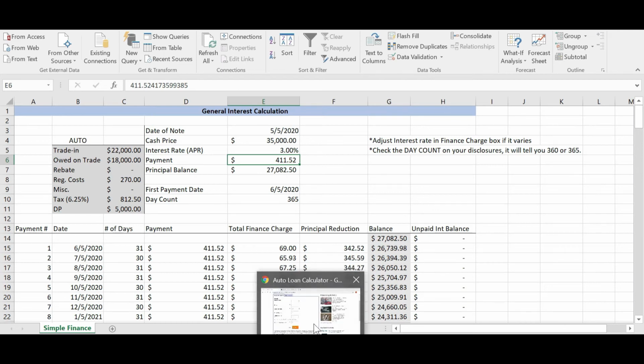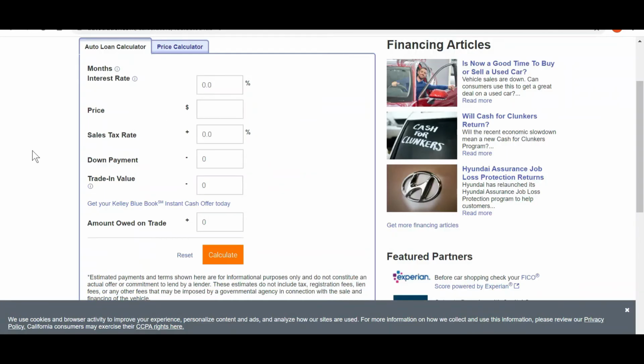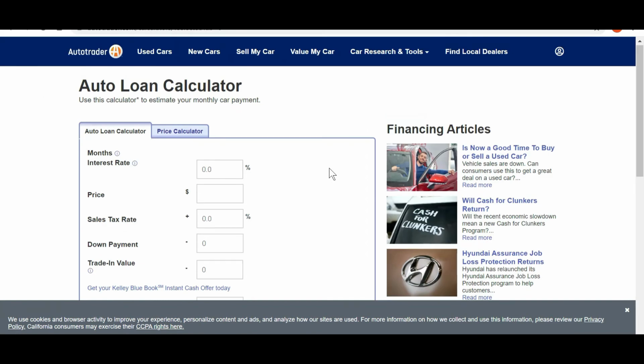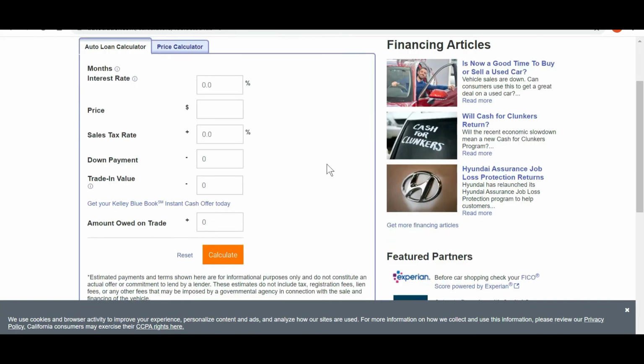Now let's check out an online calculator. So this is AutoTrader, very, very common one to use. This one, we can enter the same information. 3% rate, 35,000 price, 6.25. It was a $5,000 down payment, $22,000 trade-in, and 18,000 owed. Now, some don't have this amount owed, and you'll notice that this trade-in, some things happen differently on this calculator.